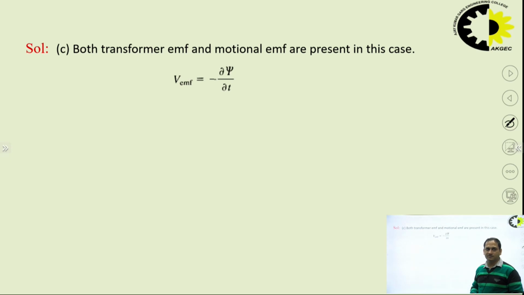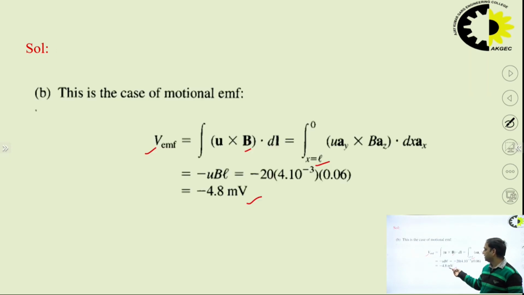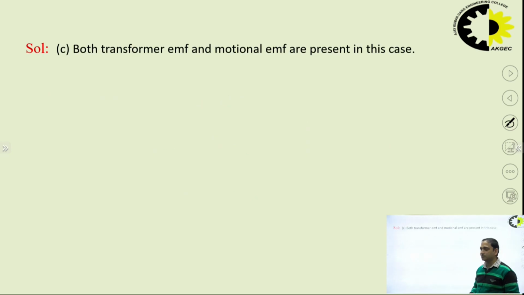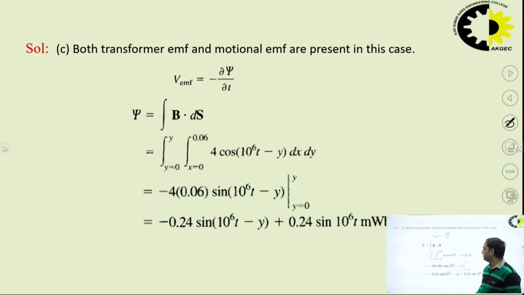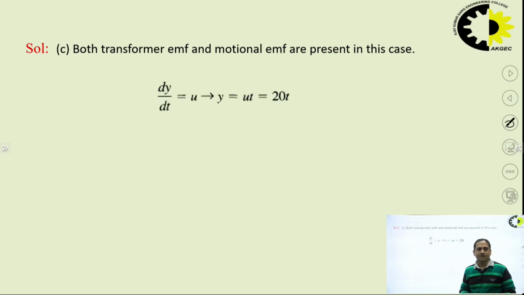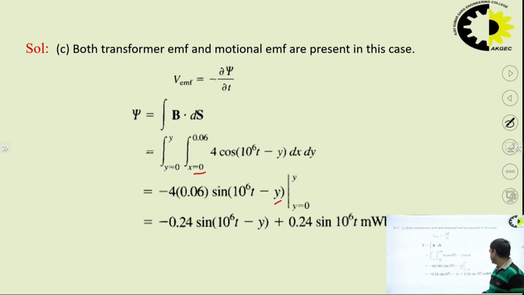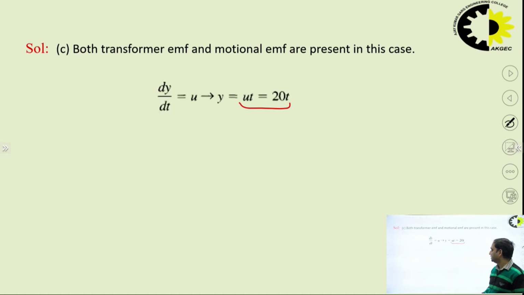In the second case we got the motional EMF. In the third case, both transformer and motional EMF are present. The formula is the same. Simply find the psi value: total flux equals B · dS, and just apply these cases. Then psi, with y from 0 to y and x from 0 to 0.06. Because y is variable, you have to write the expression in terms of y. Then put the value of dy/dt, because we know this is u, and here it is ut.